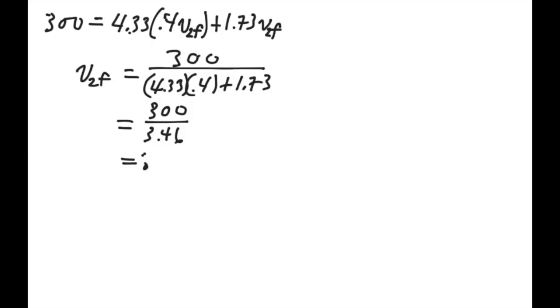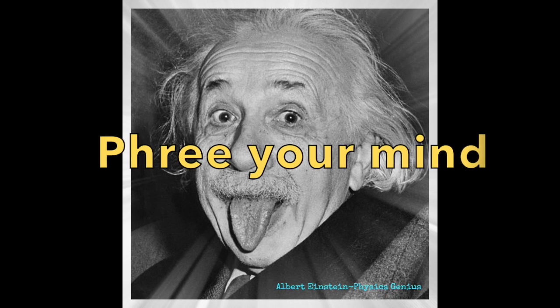86.65 meters per second. So that is the final velocity of particle number 2, 86.65 meters per second. That is our answer for the final velocity of particle 2, 86.65.